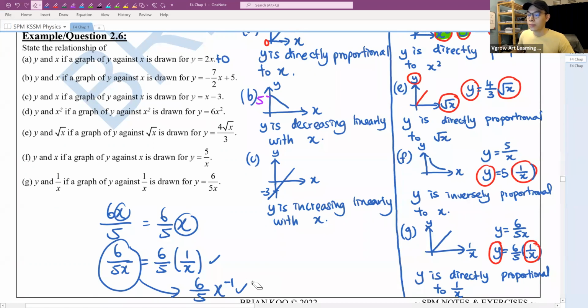Either one also can. Because you learn in Form 3, right? X power -1 means if you want to remove the negative, you put it at the bottom. Okay, put it at the bottom, you become +1 already. But on top, we don't leave it empty. Okay, we must put a 1. Cannot put 0. 0 means the whole thing becomes 0 already. 0 over anything is 0. So must put 1. Okay.